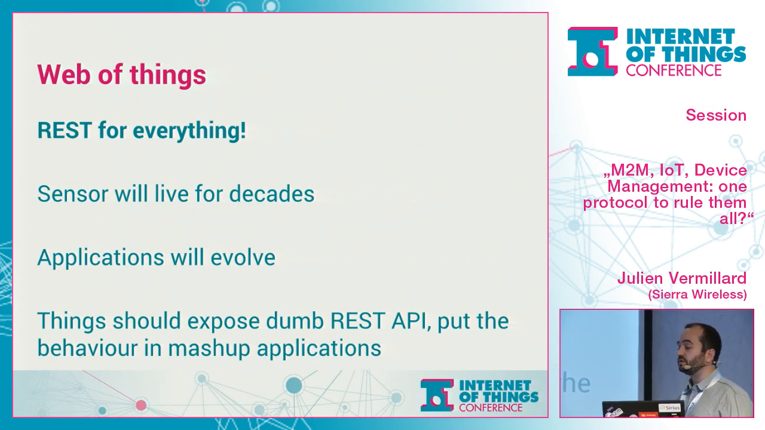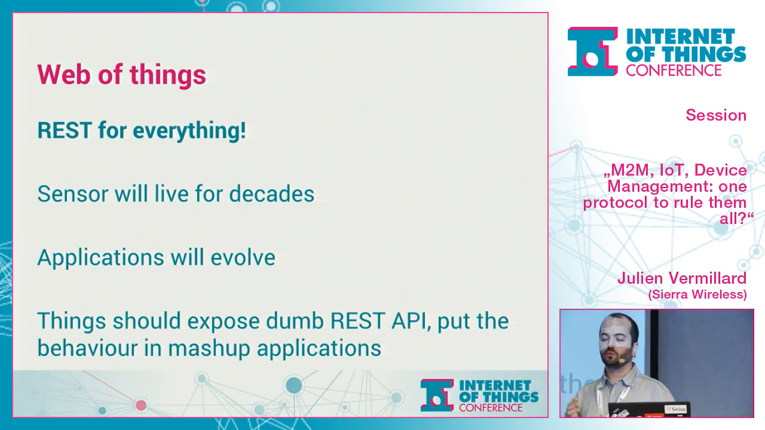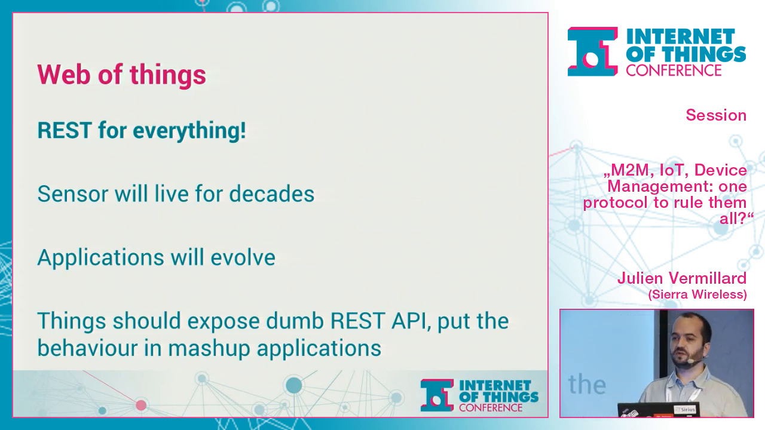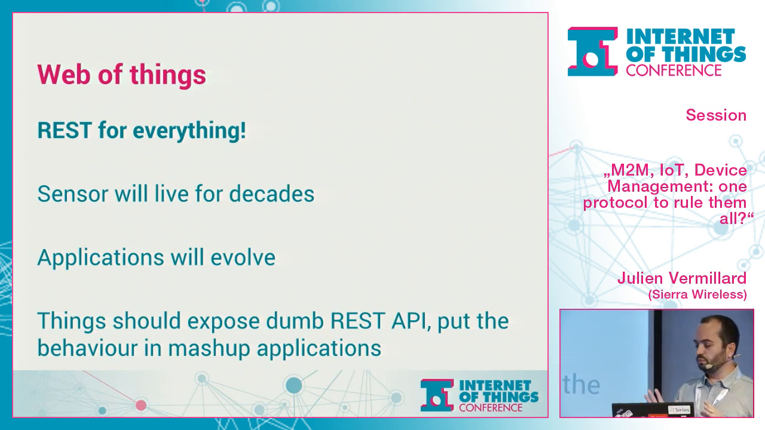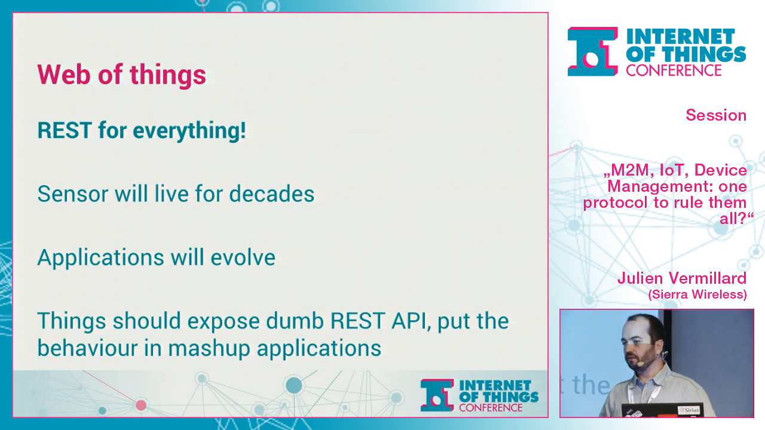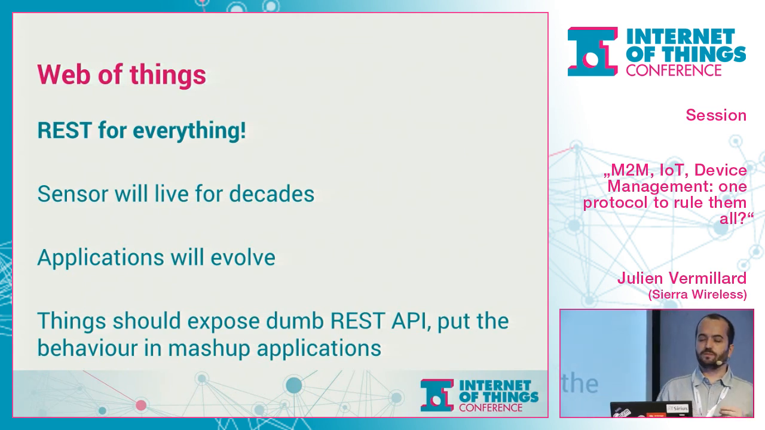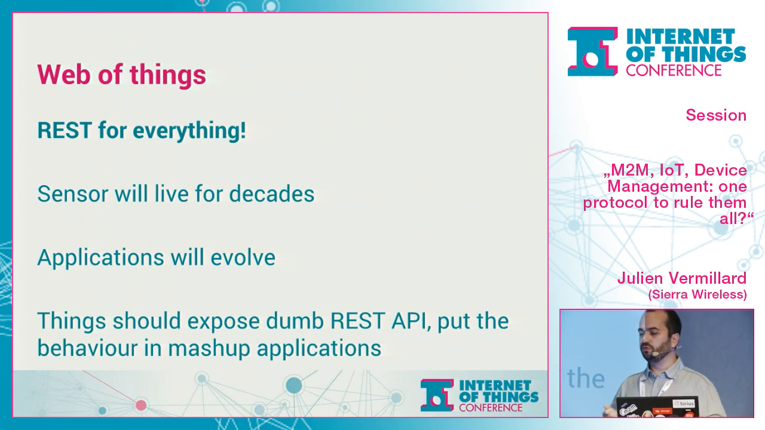when you deploy an object or sensor, you will deploy the object for a decade, for 10 years. And the application will evolve, or you will create new applications. The applications are quite ephemeral. And your sensor with its hardware is going to have its own life. So the idea is to provide REST API on very stupid objects. Objects don't have a behavior, and you put the behavior on the application.